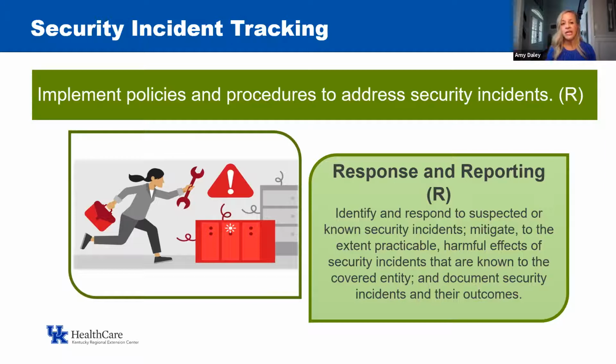The third on our list was security incident tracking. And again, to refresh you with what the HIPAA security rule says, you must implement policies and procedures to address security incidents. There's not one way that all organizations are required to do this, but you've got to have an incident response plan. So the rule says you have to identify and respond to suspected or known security incidents. You have to mitigate to the extent practicable harmful effects of those security incidents that are known to the covered entity, and then you must document the security incidents and their outcomes.